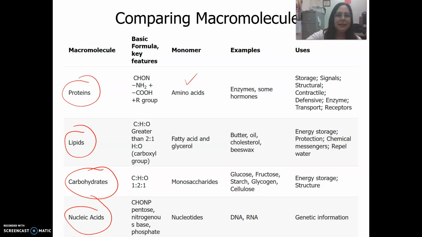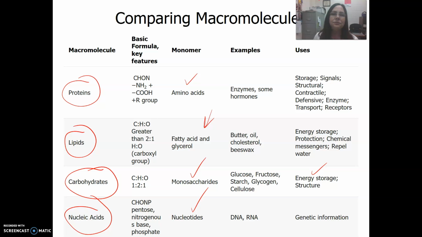And then let's skip down to carbohydrates. The monomers are monosaccharides, simple sugars, and they function primarily in energy storage. And the monomers of nucleic acids are called nucleotides. And then when you go back to lipids, the reason I skipped over that one is because lipids don't really contain monomers, but the molecules that make up a lipid are fatty acids and glycerol.